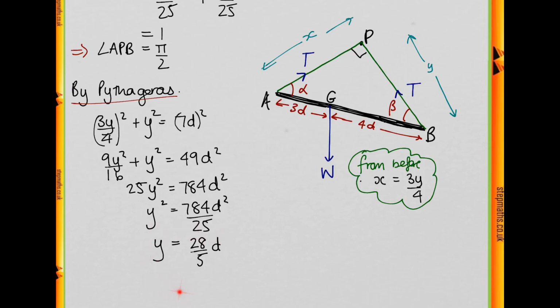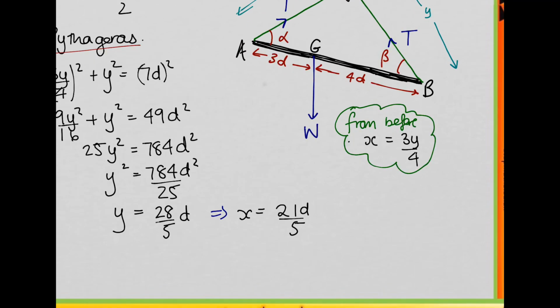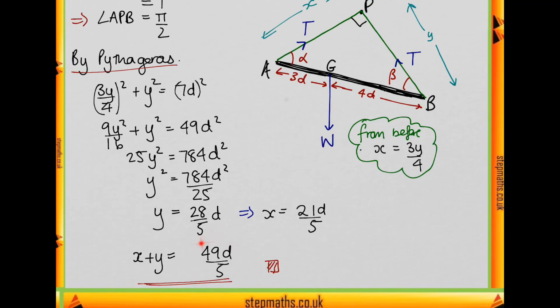So how can we find x from here? We know the relation from before that x equals 3y over 4, and so x is 21d over 5. And hence the length of the string, which is x plus y, i.e. the sum of the sides AP and PB, is 49d over 5.